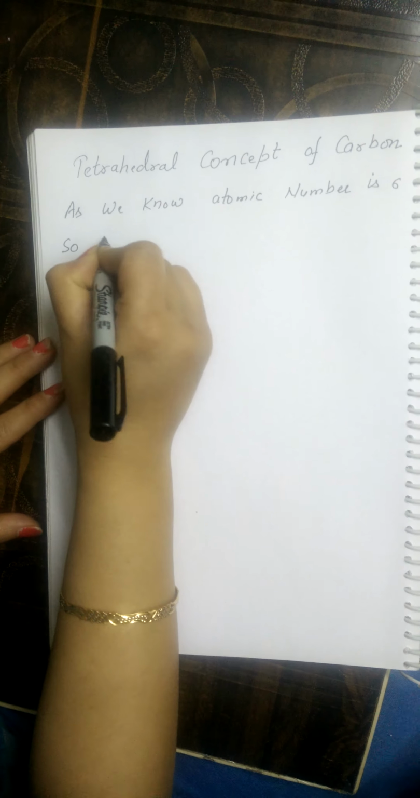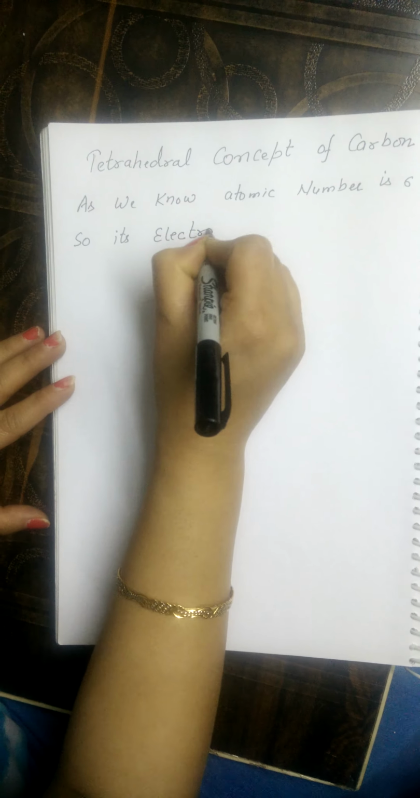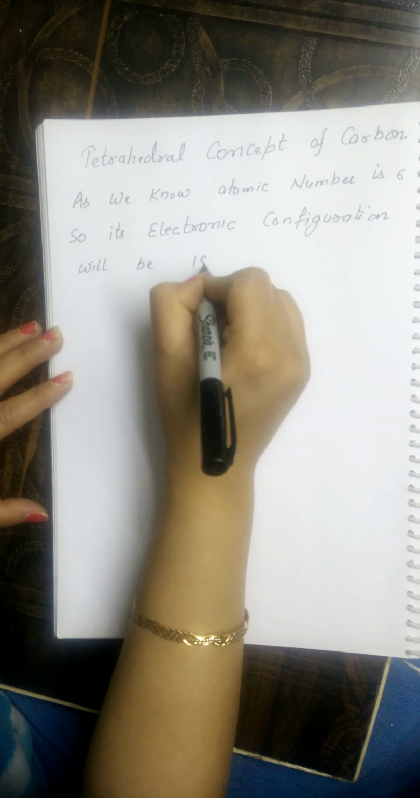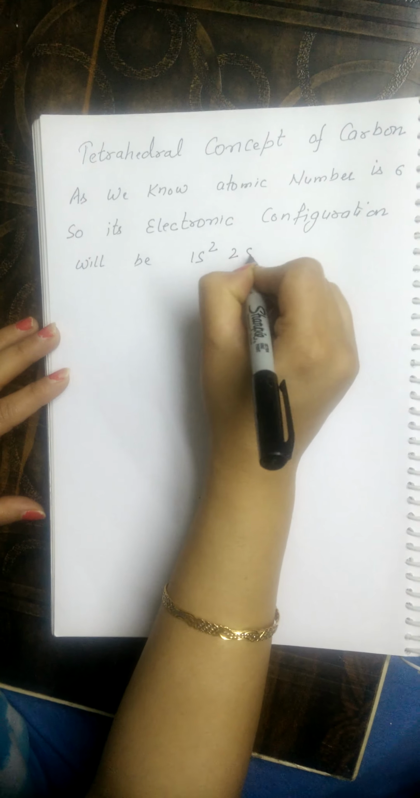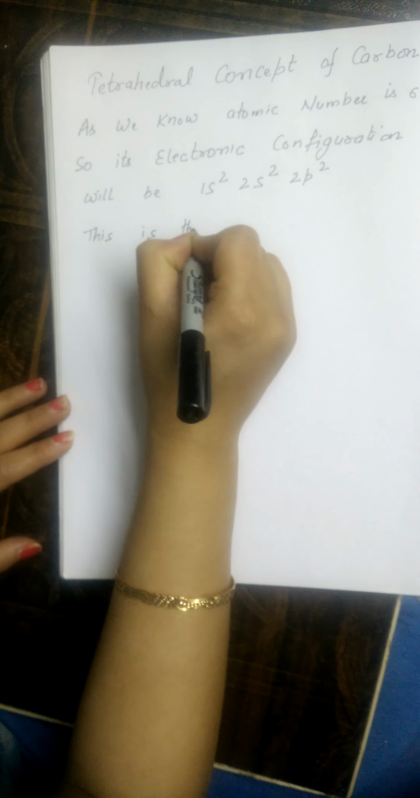So its electronic configuration will be 1s2, 2s2, 2p2. This is the ground state.